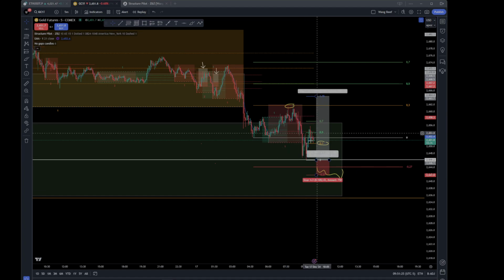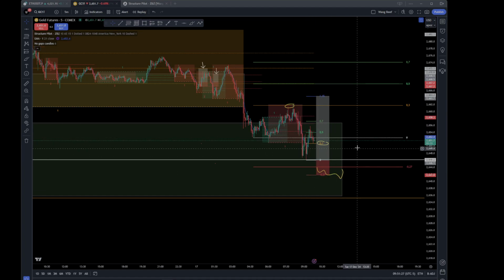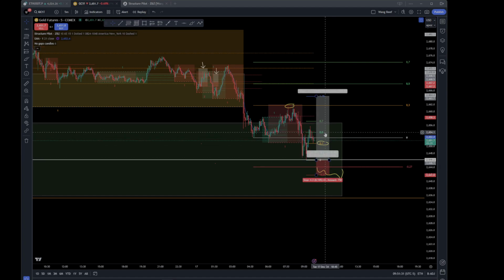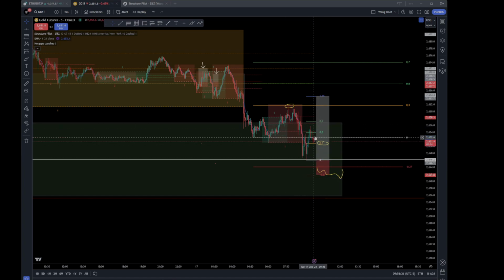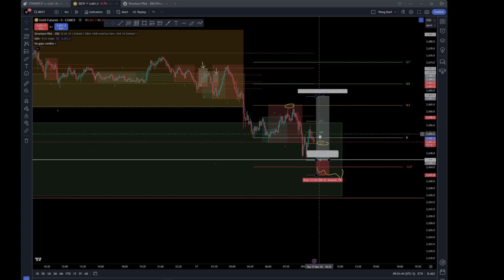I want to stay here. Why? Because you see, we tapped into the 0.5%. What did the price do? Price looks like it's going back to our entry, which doesn't mean that we don't go higher from the same entry. But this is why we advise people to take some kind of profit.